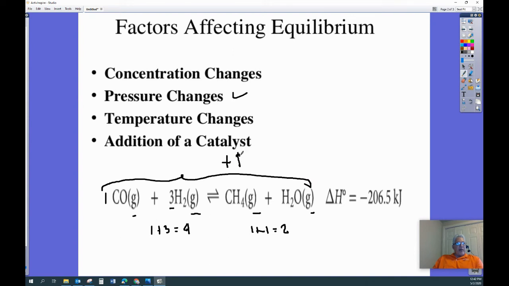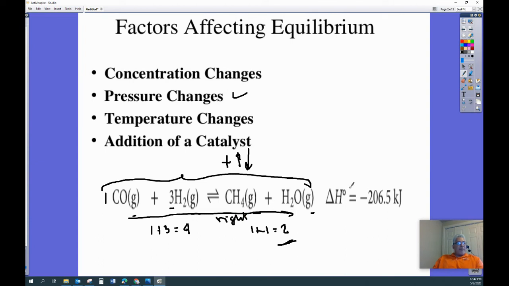What happens when we increase the pressure of the whole equilibrium? We are putting more pressure on the equilibrium. The equilibrium will try to decrease the pressure. How? Going to the right, because on the right we have the smaller amount of moles. The fewer moles we have, the less pressure. So increasing pressure, the equilibrium will shift to the right, where we have the lesser amount of moles.